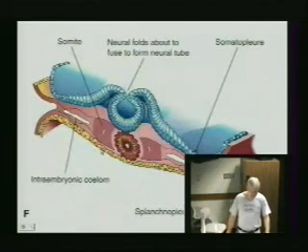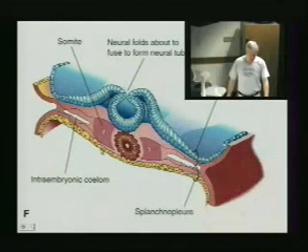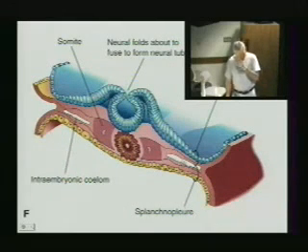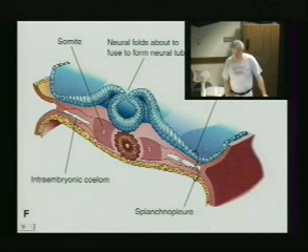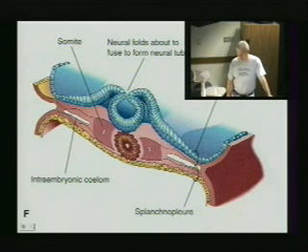And again, this same transverse section is showing a similar pattern of the intraembryonic coelom, and we see the splanchnopleure forming here, and the somatopleure forming on the ectodermal side. So the body portion and the gut tube portion.